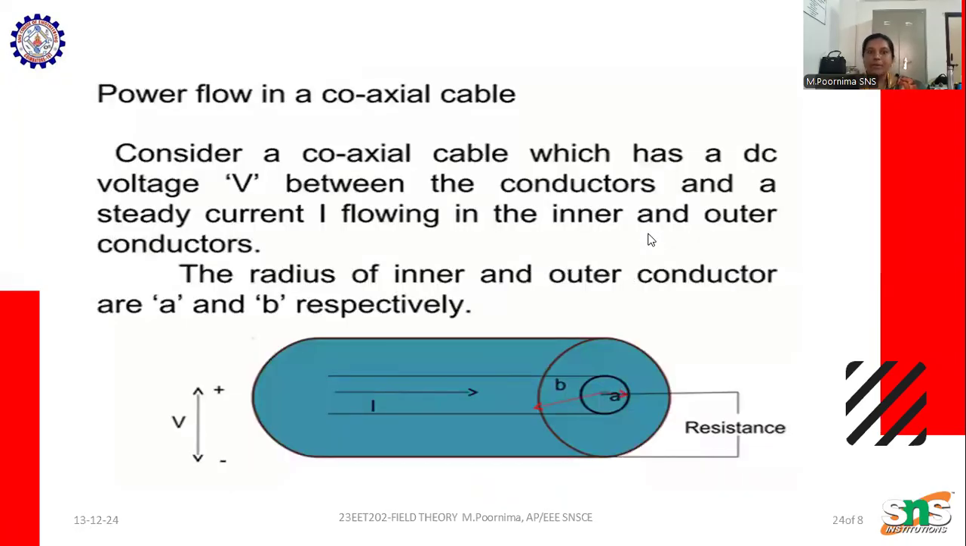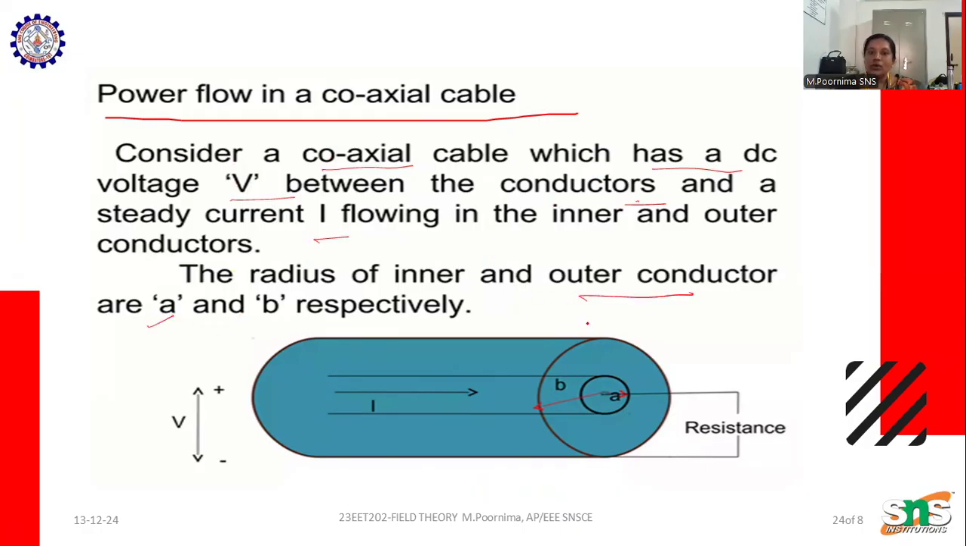So here, power flow in a coaxial cable. This is the continuation of the previous class, power flow in a coaxial cable as a Poynting vector. How is it derived? Consider a coaxial cable which has a DC voltage V between the conductors, and a steady state current I flows in the inner and outer conductors. The radii of the inner and outer conductors are A and B.